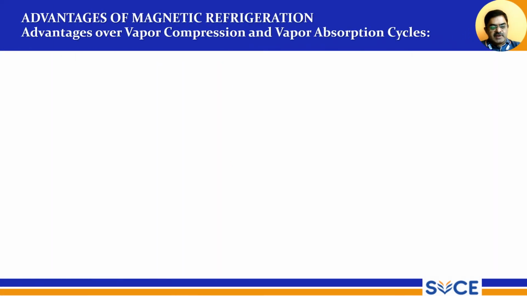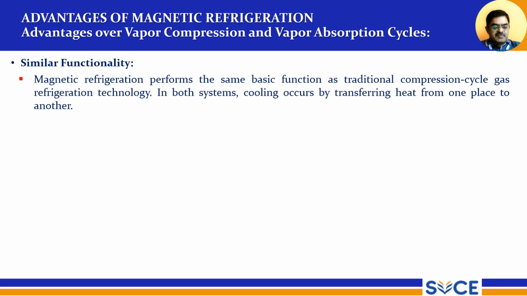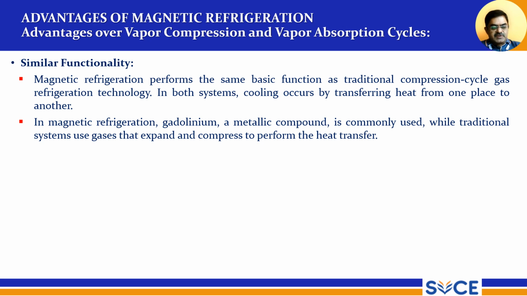So, advantages of magnetic refrigeration system. Advantages over vapor compression and vapor absorption systems, and similar functionality. The magnetic refrigeration performs the same basic function as traditional compression cycle gas refrigeration technology. In both systems, cooling occurs by transferring heat from one place to another. In magnetic refrigeration, gadolinium, a metallic compound, is commonly used, while the traditional systems use gases that expand and compress to perform the heat transfer.